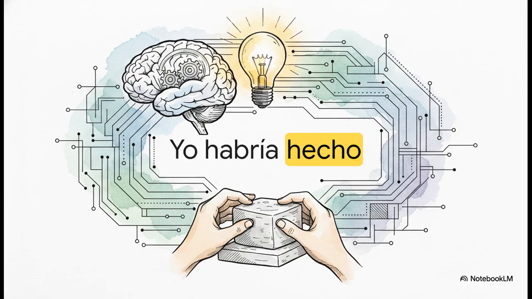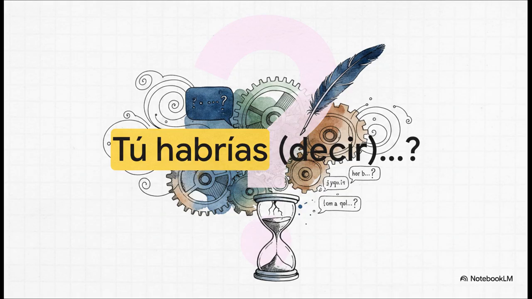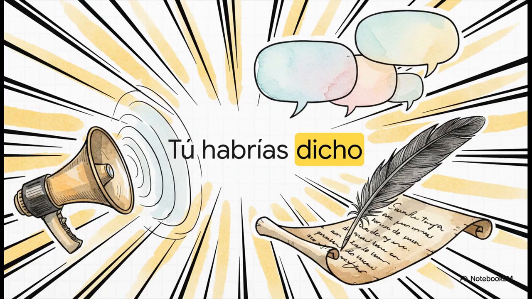Remember, the exact same irregular participles you already use for the present perfect, like when you say he hecho, apply right here in the conditional perfect too. All right, let's try another one. How about you would have said? The verb is decir. Think about it. Tú habrías dicho. Great job if you got that. Let's keep the momentum going.